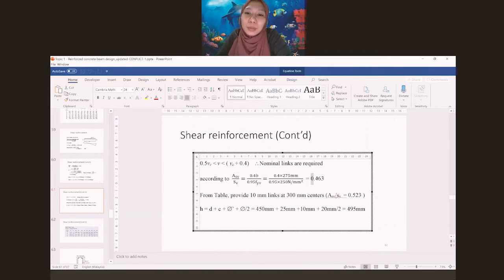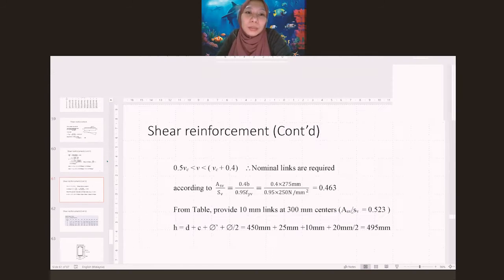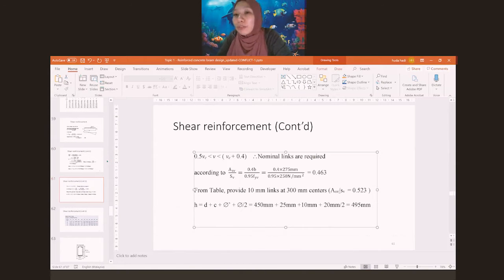And the value kat sini pun akan bertukar, tapi value dia akan lebih rendah. Sebelum ni 0.5 something something, sekarang jadi 0.463. So this one for example number 2. So example number 3, example number 4, kita tak ada kira shear reinforcement, so tak ada salah apa-apa lah. Okay, but it's just that here ada silap sikit.